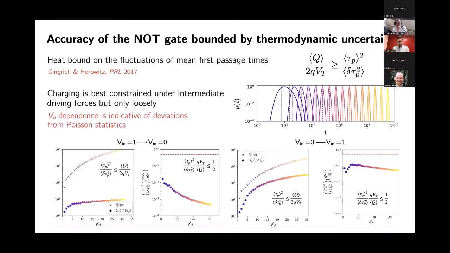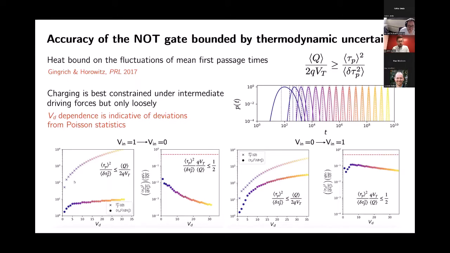And what you find is that charging is best constrained under intermediate driving forces. This is essentially a consequence of the different scaling behavior between the entropy production, the leakage current portion of the operation of the logical gate, and the just increasing reversible charging energy you find with increasing driving voltage.